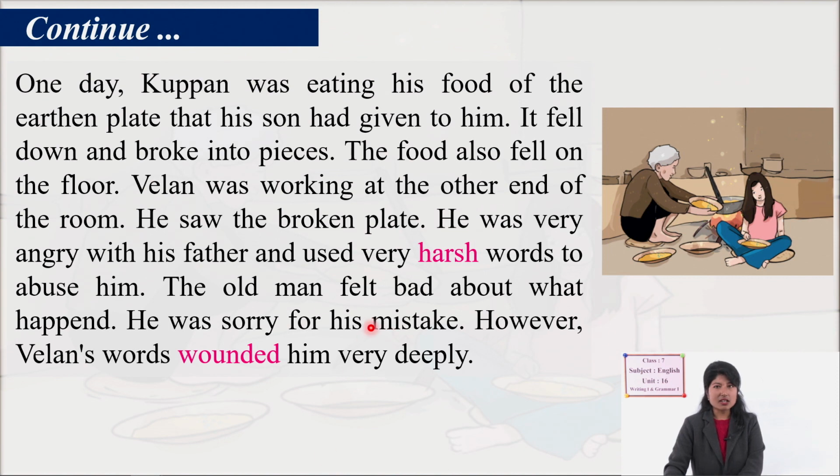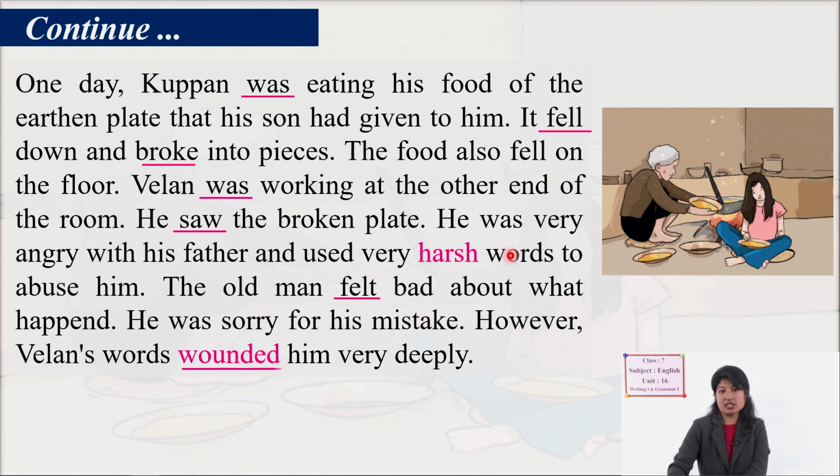Okay, it's a little bit longer paragraph. I hope you have found many verbs in the past tense over here. So which verbs? Okay, was is there again. Then come on, guess which one? All right, fell. Then broke. Okay, this is also broke. Next one, saw. Next, felt. And then wounded, right? So these are the past forms of the verbs used in this paragraph.